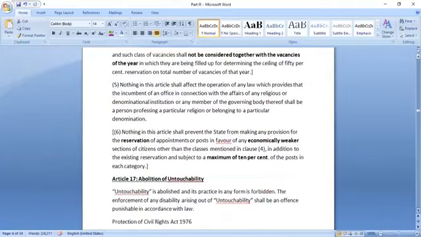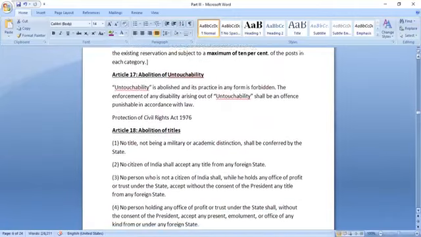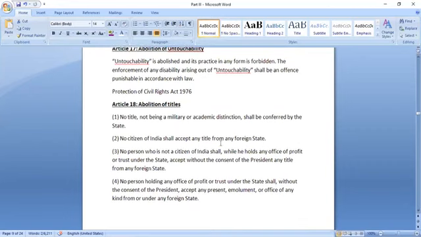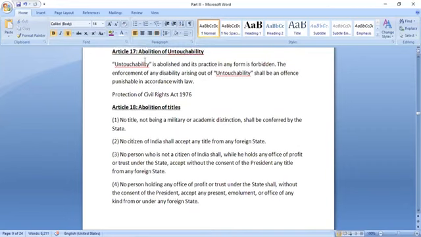So this is why the citizenship part, Part 2, is very important. Before mentioning the fundamental rights, the Constitution specifically tells us who all are entitled to all these rights. Article 17 is regarding abolition of untouchability.